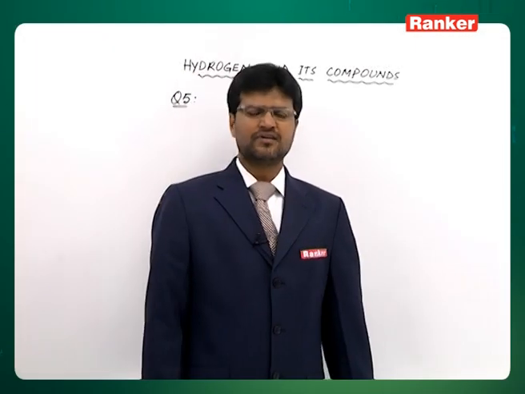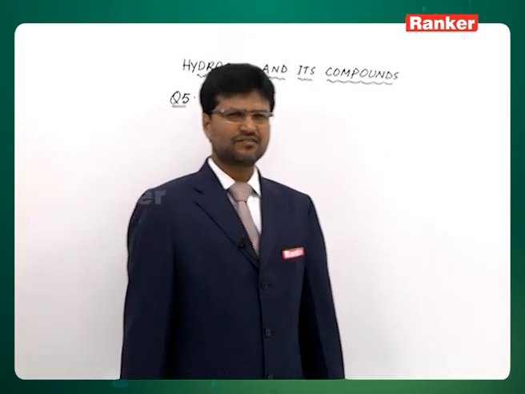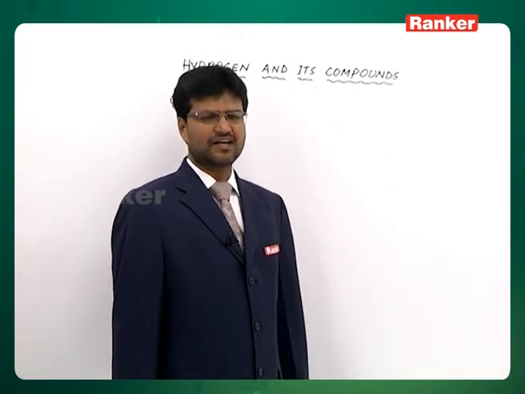Question number 5. The catalyst used in the water gas shift reaction is. First option sodium arsenate, second option manganese dioxide, third option is cobalt and fourth option is iron chromate. This is a memory based reaction. We need to remember the catalyst. The catalyst is iron chromate. The answer is fourth option.